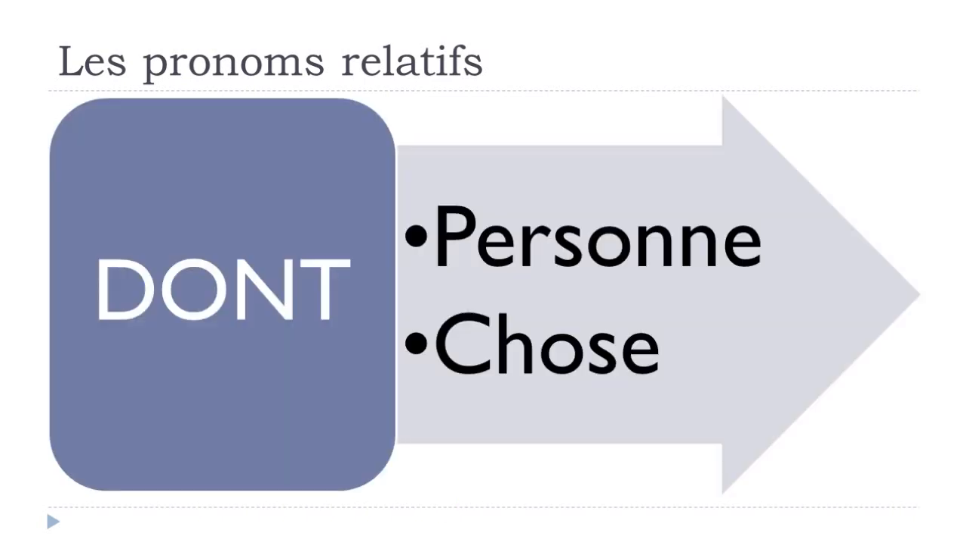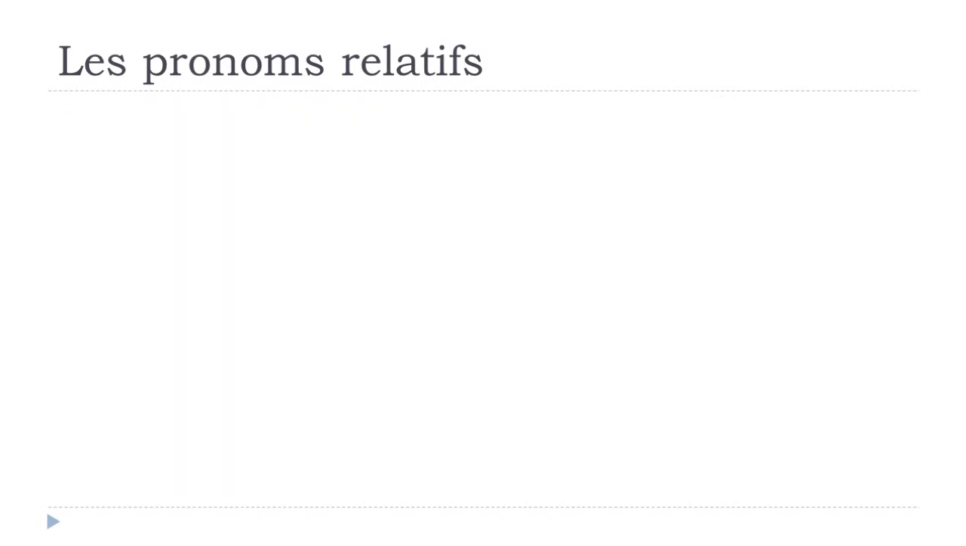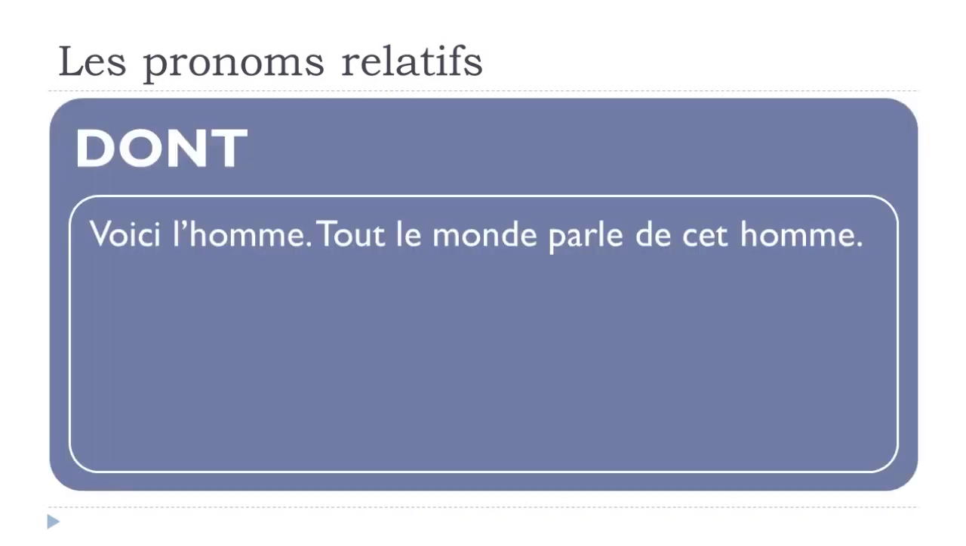As we did previously, we'll first start with la personne, and then after that, une chose, a thing. Voici l'homme, tout le monde parle de cet homme. Okay, so voici l'homme, here is the man. Even if it looks a bit strange to have a short sentence like that, it was for the example, so I thought it might be useful. And then tout le monde, everybody, parle, to talk, de cet homme.